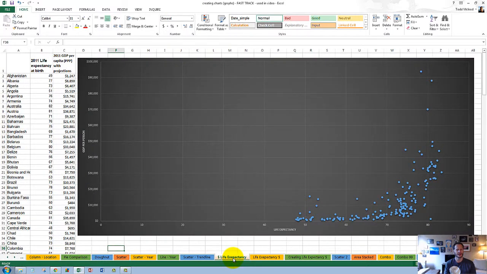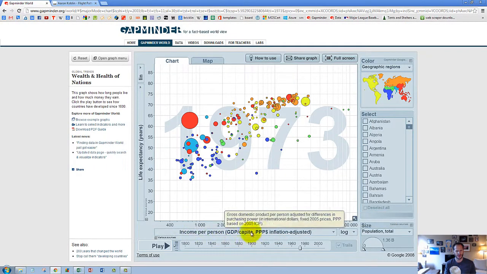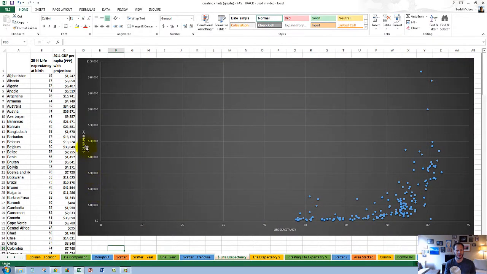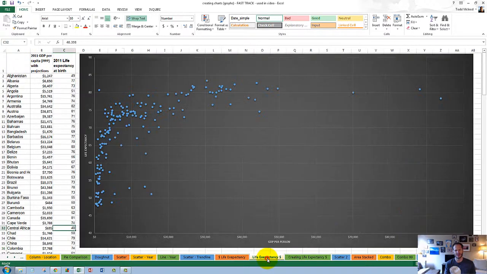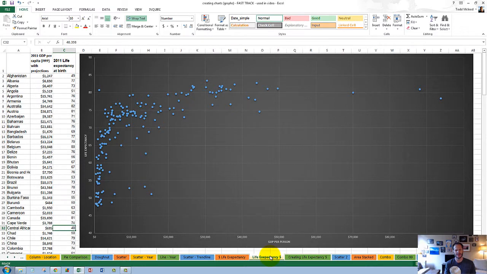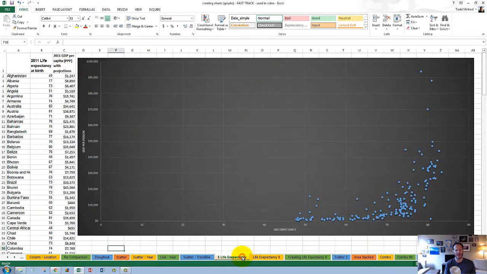Here is the same data that we saw, where we have GDP per person and life expectancy, but I switched it. In the Gapminder example, GDP was down here, life expectancy was on the y-axis. Here I put GDP on the y-axis and life expectancy down here. And just notice the difference between the data there, like the story that it tells.